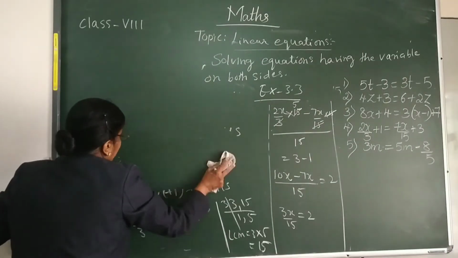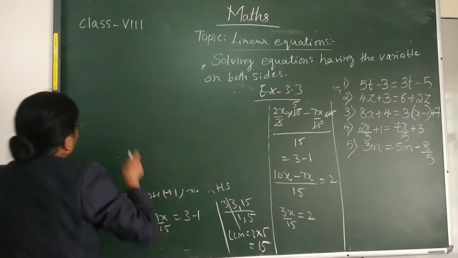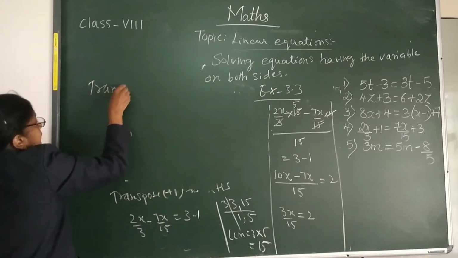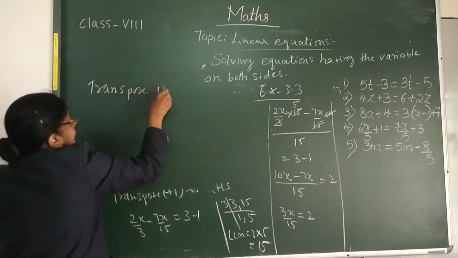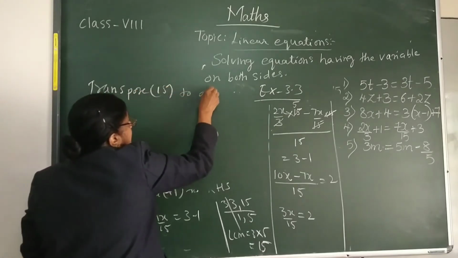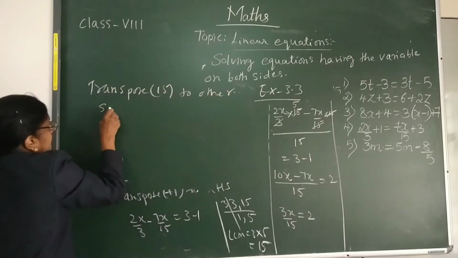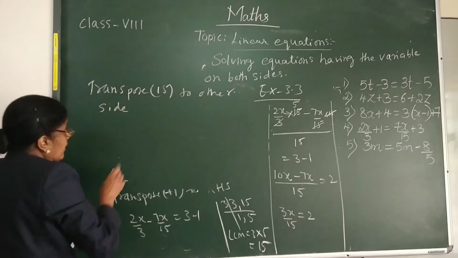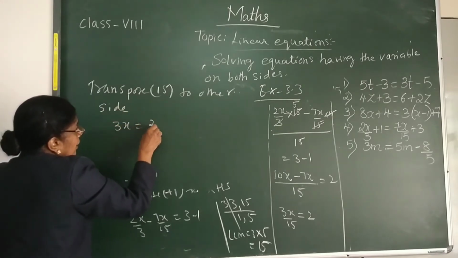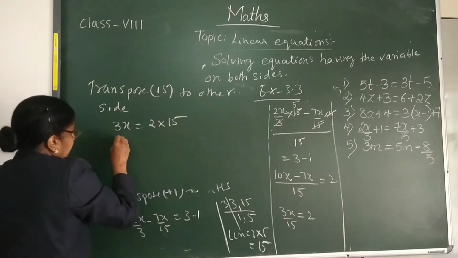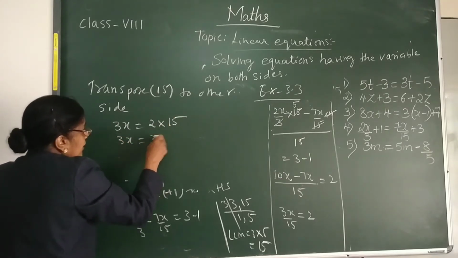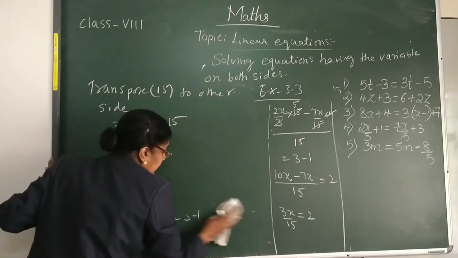So next what shall we do? We are going to transpose 15 to the other side. So what will you get if we transpose 15 to the other side? 3x is equal to 2 into 15. 3x is equal to 30. So we got 3x is equal to 30.